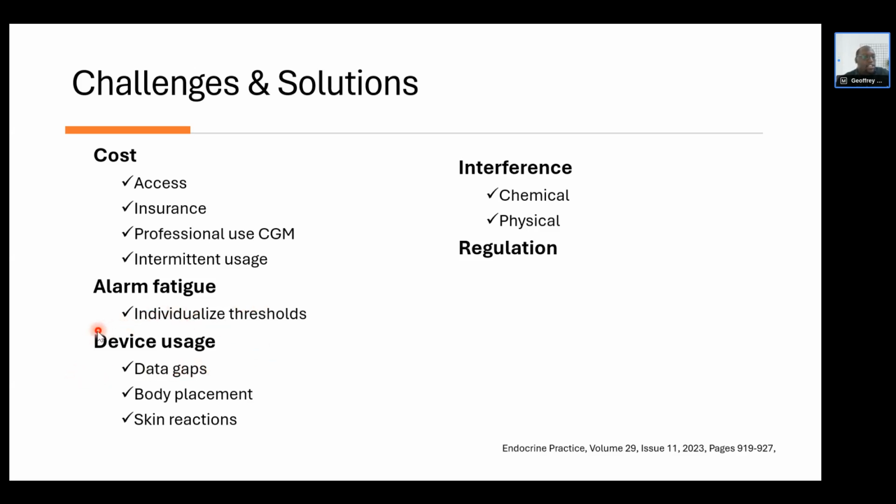The challenges with device usage, especially data gaps, often happen when someone is too far away from the receiver device. If you have a real-time CGM and a phone as your receiver device, the two often need to be within 6 meters of each other. If they are farther apart, you'll have data gaps, which is not good because you really want data completeness. Then there are the issues around body placement: what the device has been approved for in terms of where to put your sensor, versus what is practical in a real-life setting.